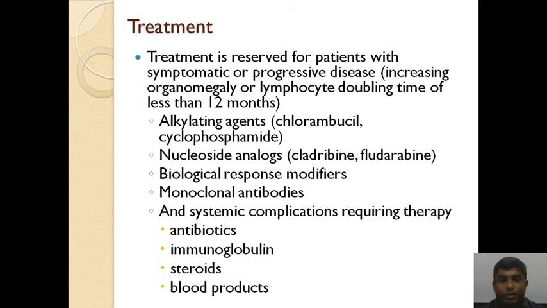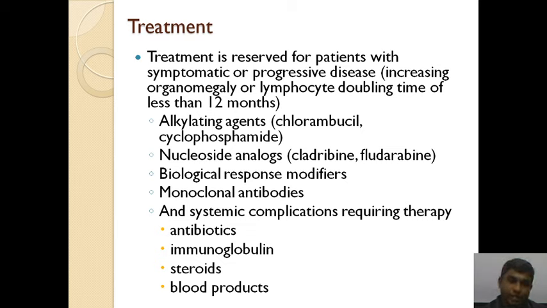So in treatment, not all patients of CLL require treatment. Many asymptomatic patients, we don't need any treatment at all. We just wait and watch, or observe them for long periods. A few patients become symptomatic or have progressive disease, meaning the disease keeps on evolving and they have symptoms due to anemia, bleeding, mass lesion, etc.